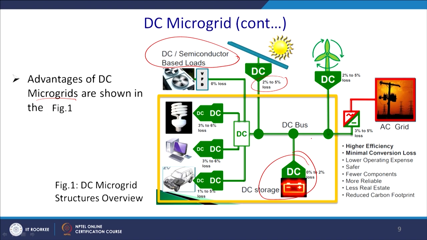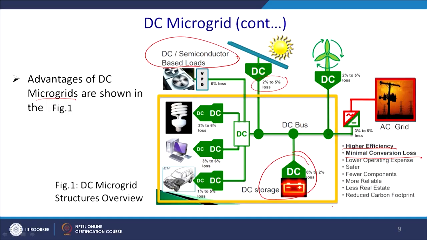The higher efficiency, so what is the cause for going for the DC? One is higher efficiency, and you have seen that different kinds of reactive power and real power flow have to be controlled. There are many issues, frequency, drooping, all those issues come into the picture. Low conversion loss, we can see that this is the active rectifier, loss is just 3 to 5%. Lower operating expenses, because you can actually get rid of bulky transformers and transmission lines.